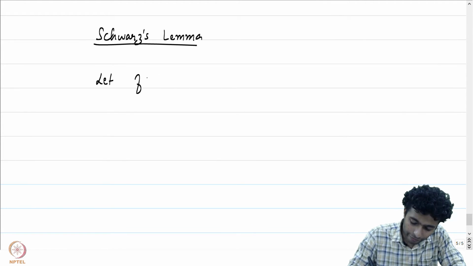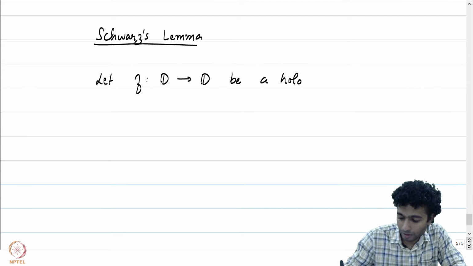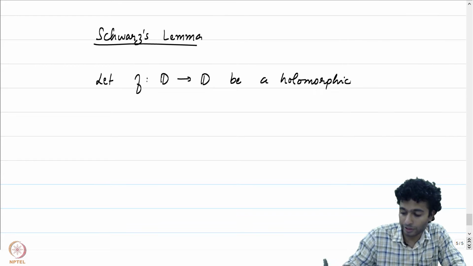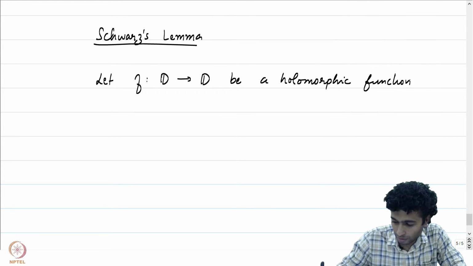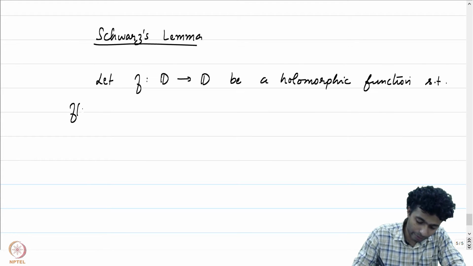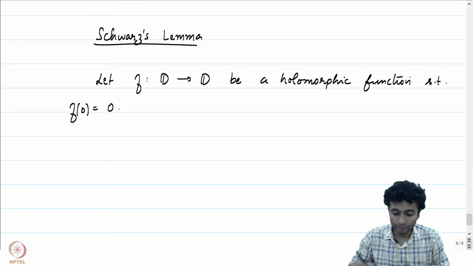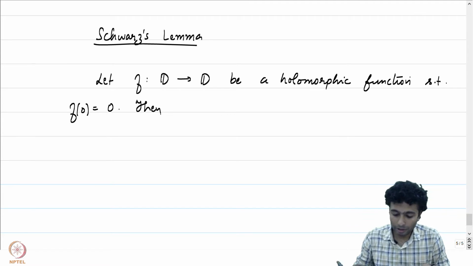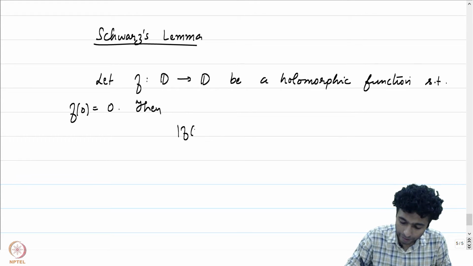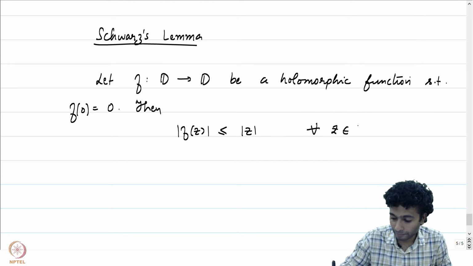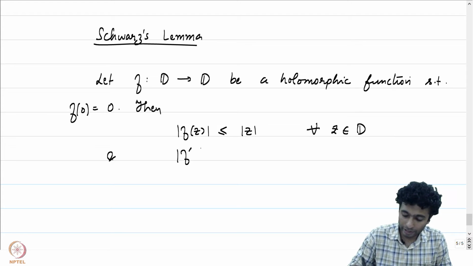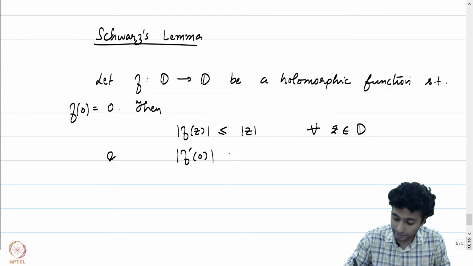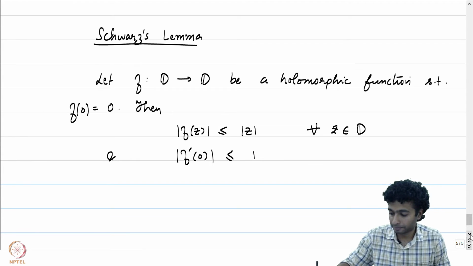So to do that, let f from D to D be a holomorphic function which fixes the origin, such that f(0) is equal to 0. That's all. With just this set of assumptions in the hypothesis, we can conclude that the absolute value of f(z) is less than or equal to mod z for all z in D, and the absolute value of the derivative of f at 0 is less than or equal to 1.